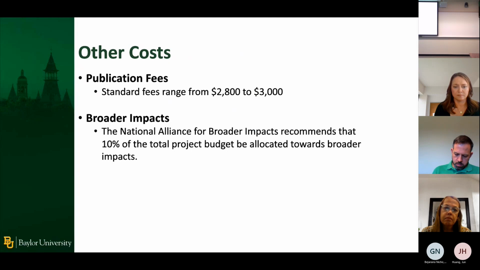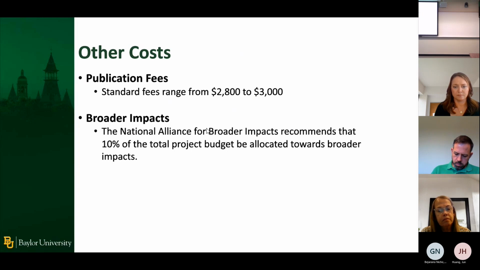Also, be sure you're talking with your program officer and you know what the expectations are for the sponsor you're submitting to. Because some of them do expect you to submit publications every year of your 5-year project. Others maybe just the last 2 years.